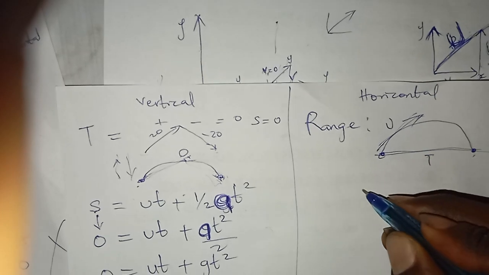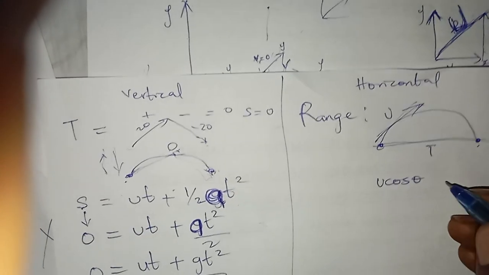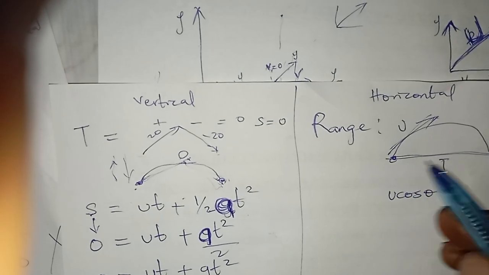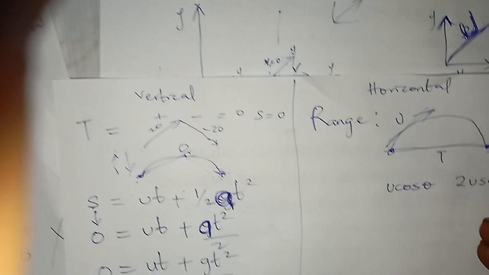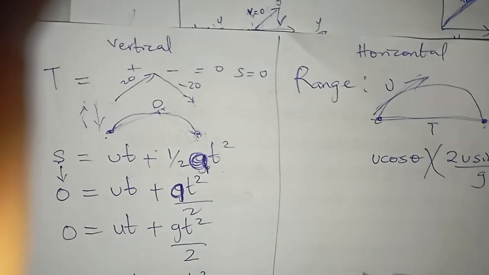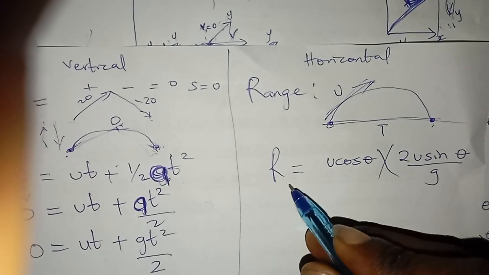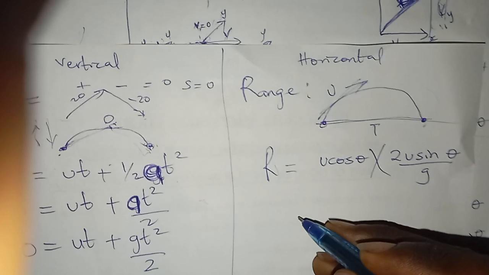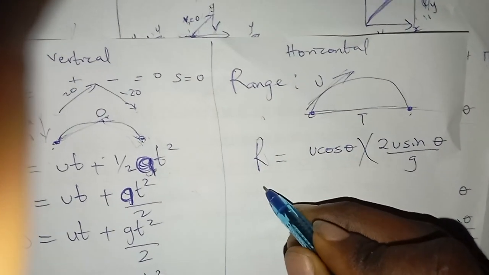So notice that u on the horizontal axis is u cos theta, and t, the time of flight, is simply 2u sine theta all over g. So if you multiply the two, you simply have that r is equal to this r. Remember, we changed it to s. We said it's s that changed to r, and we try to derive it. So if you remember what we did, here.